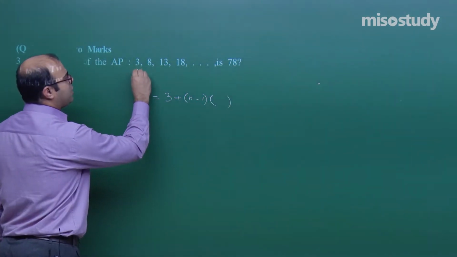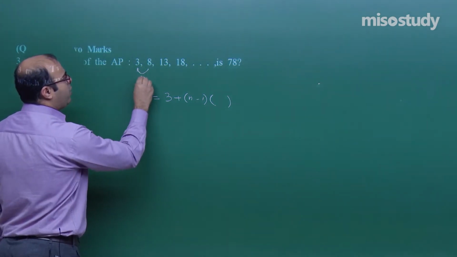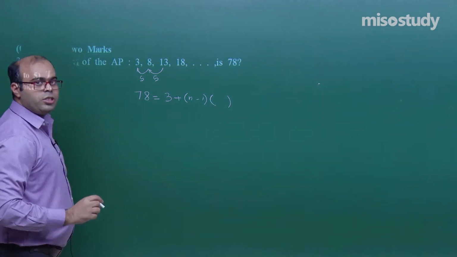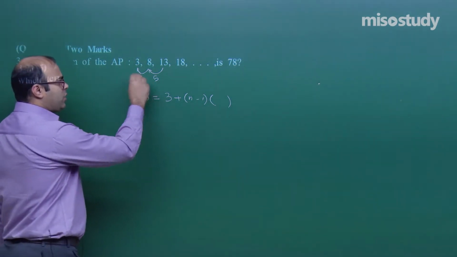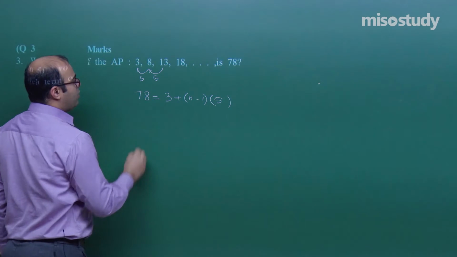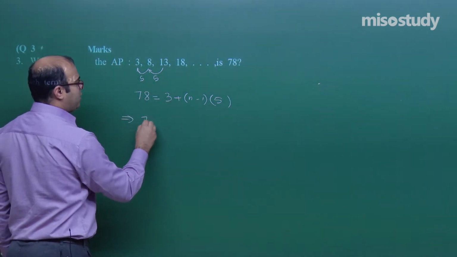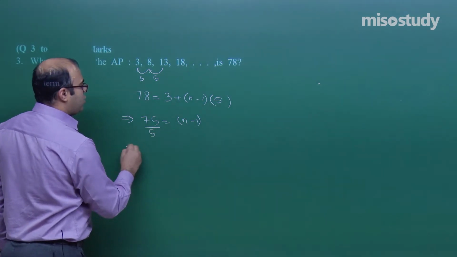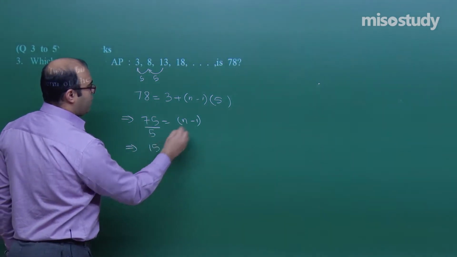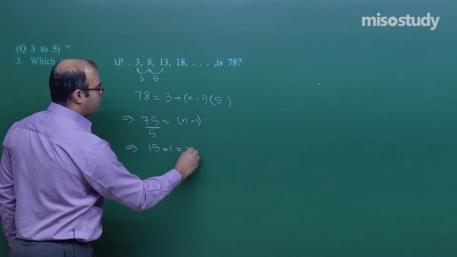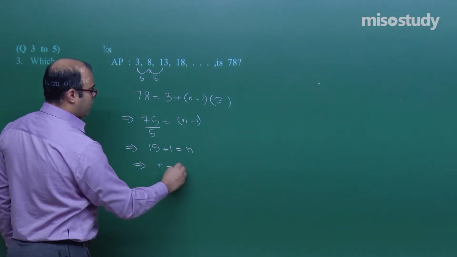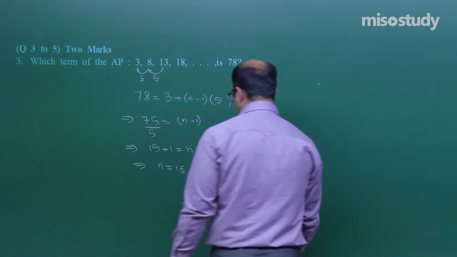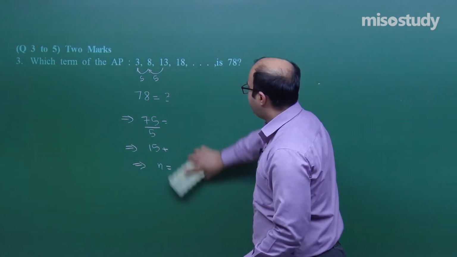What is the common difference? If you subtract 3 from 8, you get 5. If you subtract 8 from 13, you get 5, and so on. Because it is an AP, you get a common difference, which is 5 here. So this will become 78 minus 3, 75, is equal to n minus 1 into 5. Divide by 5, this will become 15, and plus 1 is equal to n. So n is equal to 16. So you can say that 78 is the 16th term of this AP, right students?